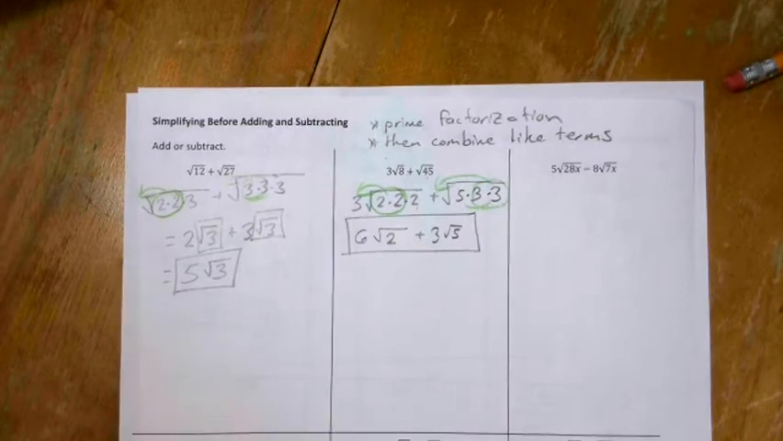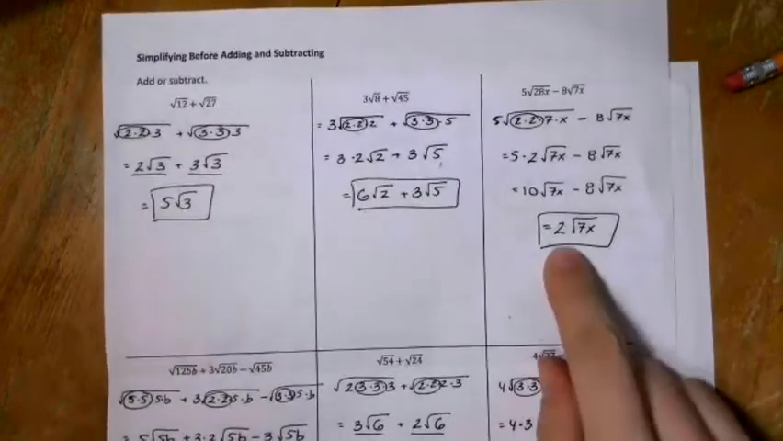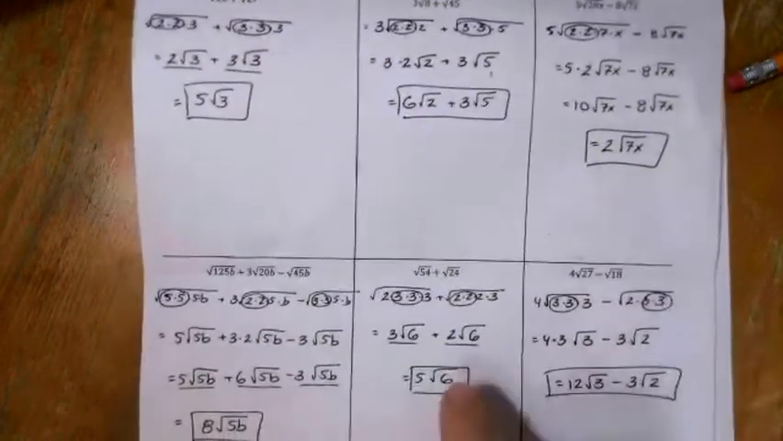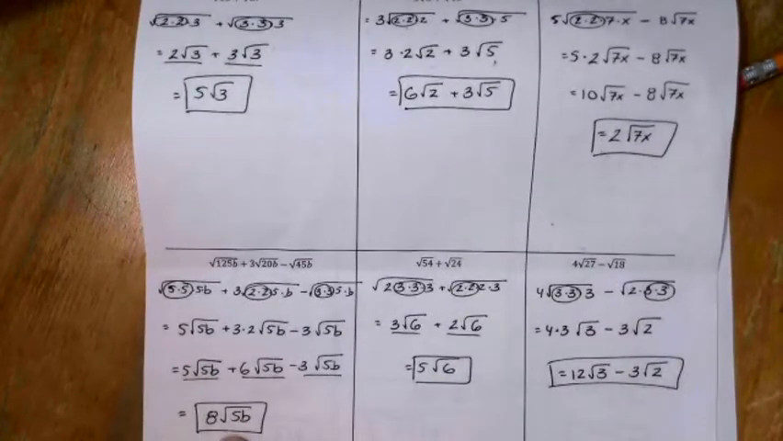I want you to try the rest of the page, okay? Pause the video, try the rest. All right, you should have gotten 2 root 7x, 8 root 5b, 5 root 6, 12 root 3 minus 3 root 2. I cannot get any simpler than that.